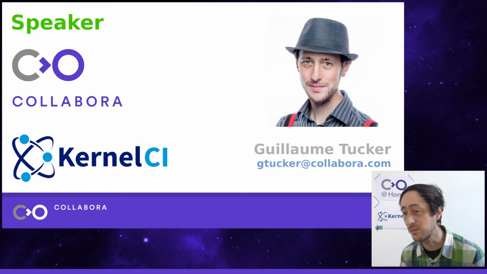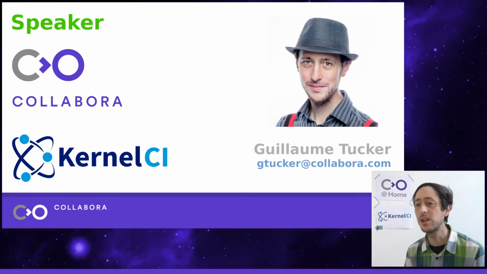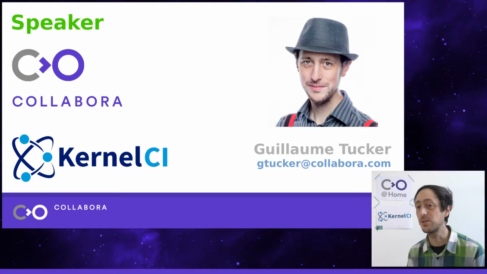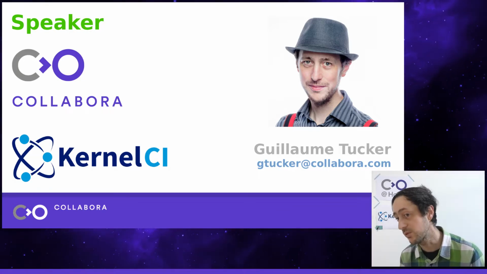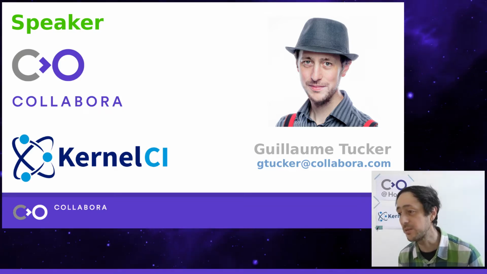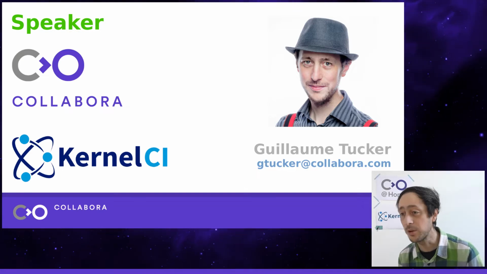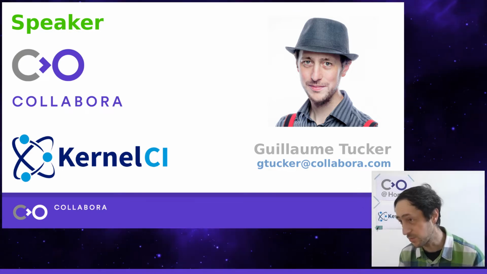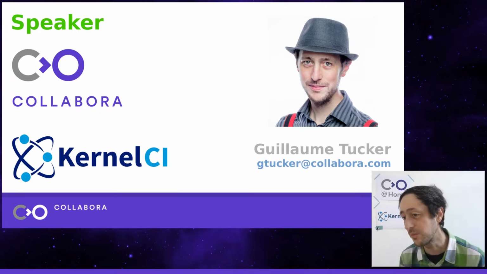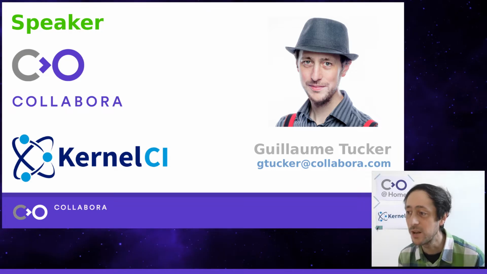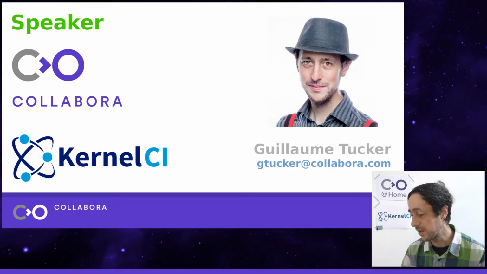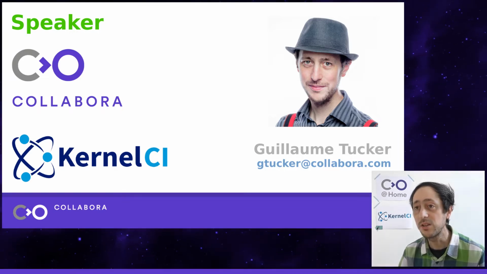So my name is Guillaume Tucker, I work at Collabora, and in the past few years I've been mostly involved with KernelCI, which is about testing the upstream Linux kernel. That comes with many challenges, and as a result of that I've identified a lot of things that I think are common to other open source projects. So this talk is not specifically about KernelCI, but obviously it's kind of influenced by the experience I've had while working on it. So let's start from the beginning now.